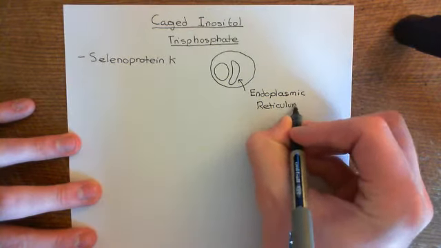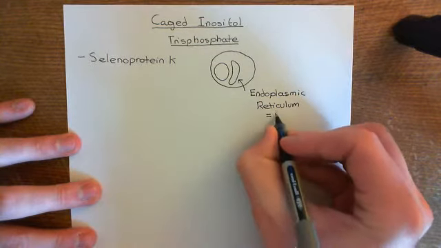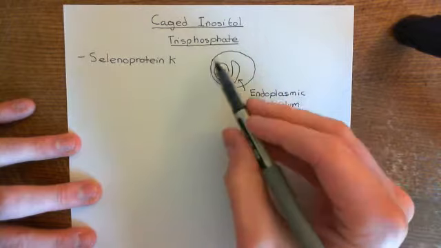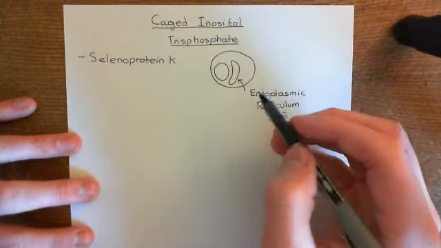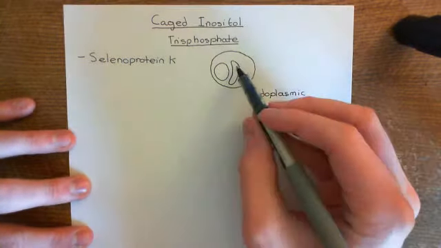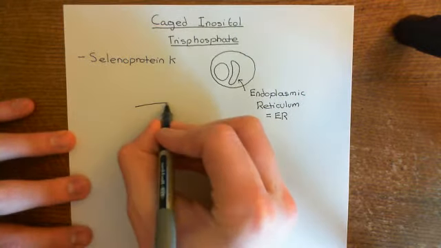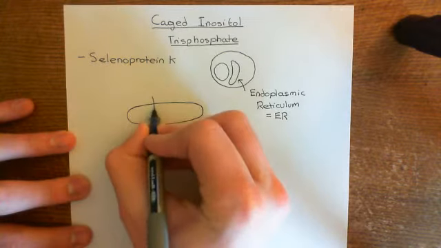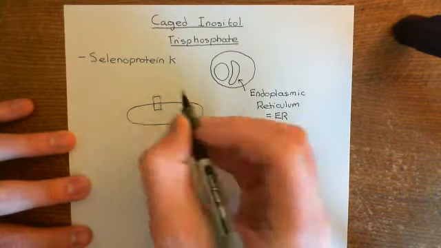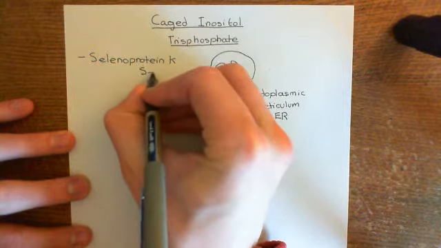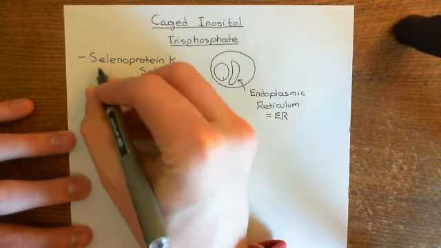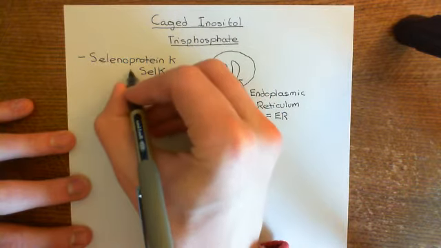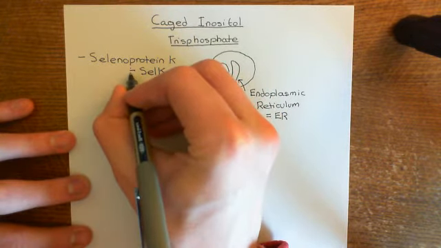Right. So, the endoplasmic reticulum is surrounded by a lipid bilayer, which is just like the plasma membrane lipid bilayer. And in this membrane of the endoplasmic reticulum, let me draw the endoplasmic reticulum here, there is this protein known as selenoprotein K. And for short, selenoprotein K is often abbreviated to SELK, for selenoprotein, and then K for K. So SELK is the shorthand for selenoprotein K.